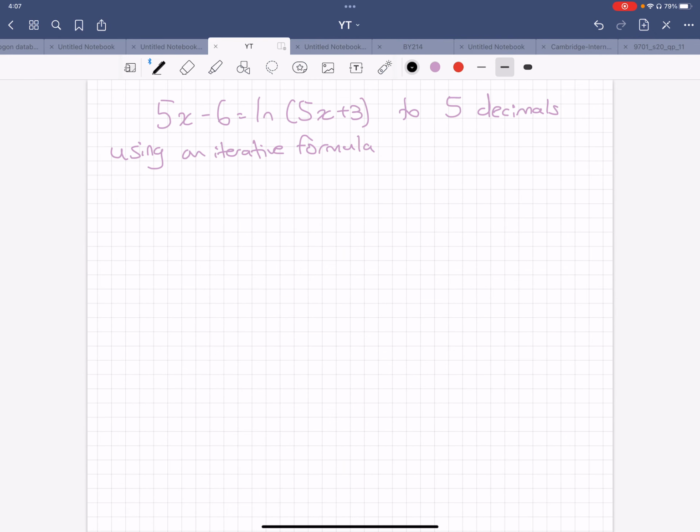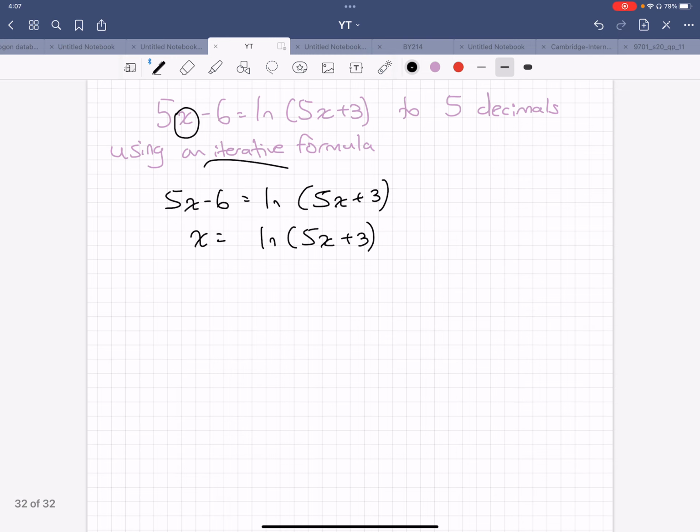So they say use an iterative formula, and basically what that means is you're solving for x in an equation of x. So we say 5x minus 6 equals ln(5x plus 3). So we can say 5x equals, or we can just solve for x immediately. x equals (ln(5x plus 3) plus 6) over 5.